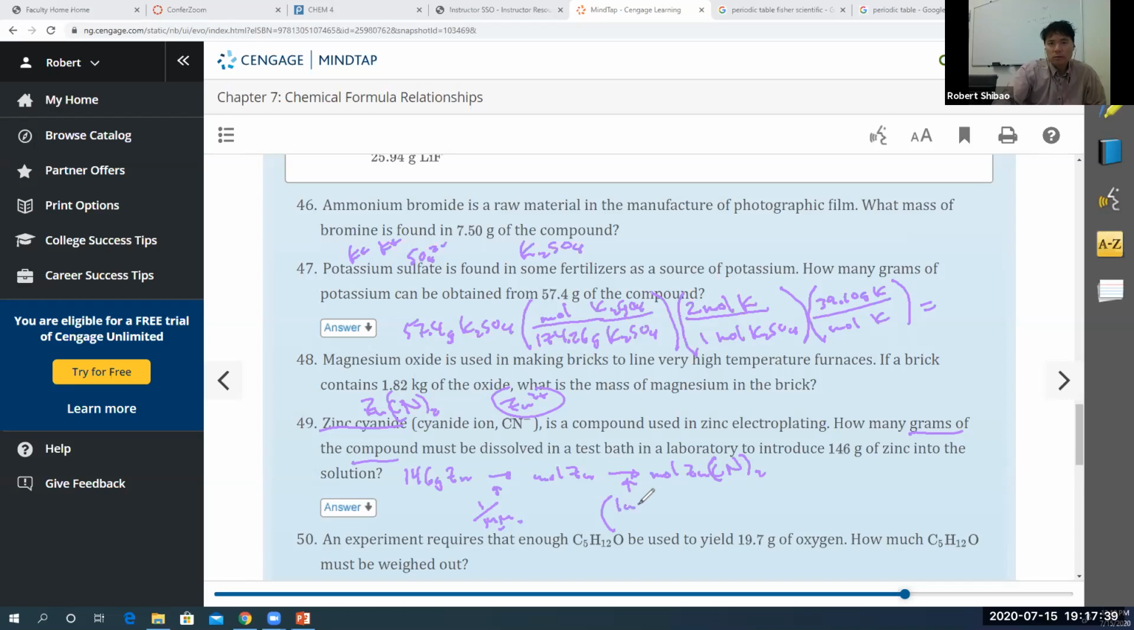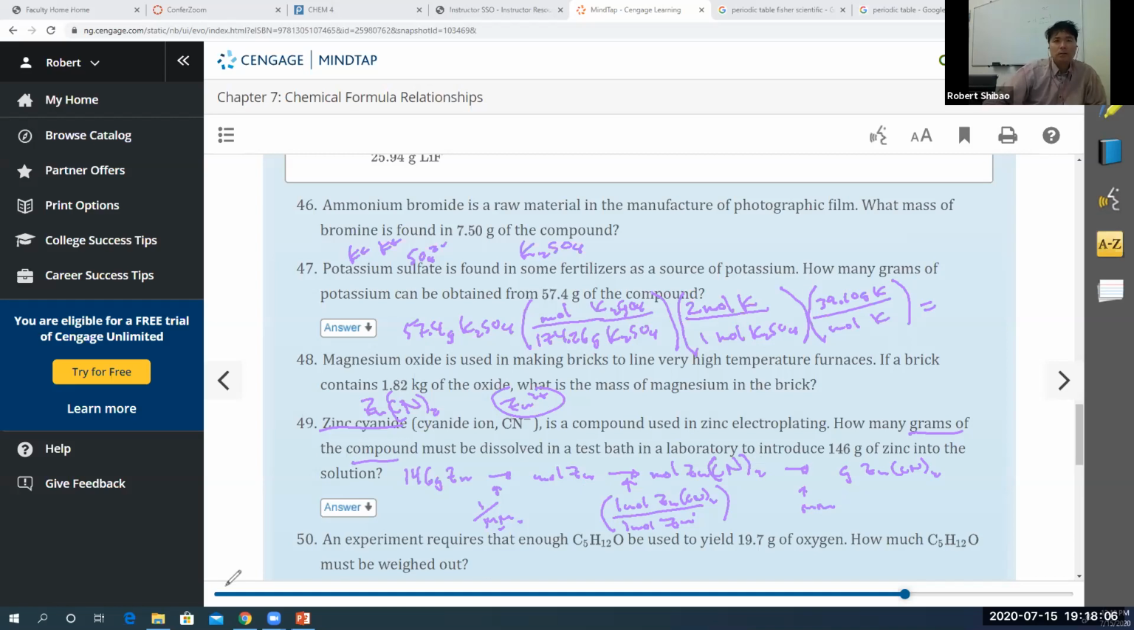For every 1 mole of zinc cyanide, we have 1 mole of zinc. 2 moles of cyanide, 1 mole of zinc. So it's just 1 to 1. And then from moles of zinc cyanide to grams of zinc cyanide using the molar mass here. And so I just use the molar mass here. This is the way I'd say it.